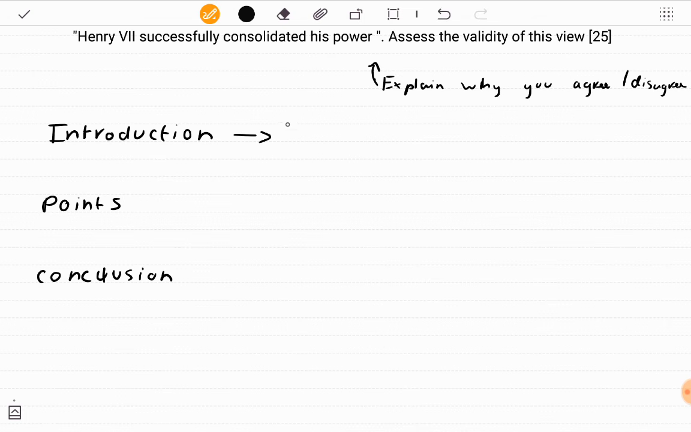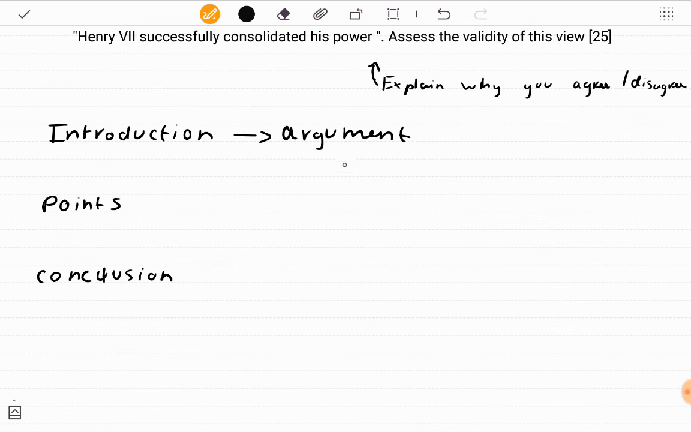So you want to look at each side of the argument. Some people think this, some people think that. So look at either side. Maybe outline a couple of points as to why he had successfully consolidated his power, and a couple of points why he didn't successfully consolidate his power. But don't go into any detail, because obviously this is just your introduction.